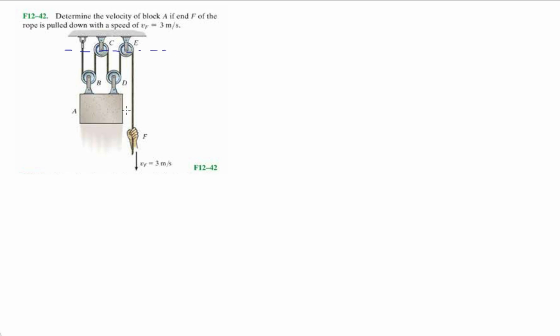Hopefully the whole point of this is that I'm trying to get you guys comfortable and build the confidence to set up your problems correctly, so you don't have to second guess yourself, because that's half the battle when you're doing these problems or any problem in statics, dynamics, mechanics of materials. So here, determine the velocity of block A if the rope at F is pulled down with a speed of 3 meters per second.